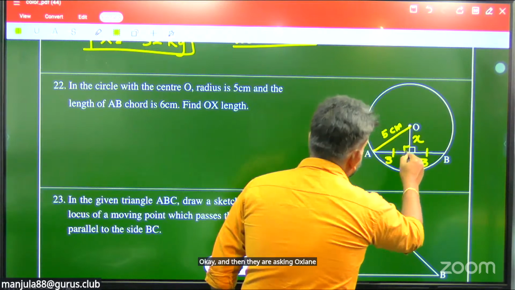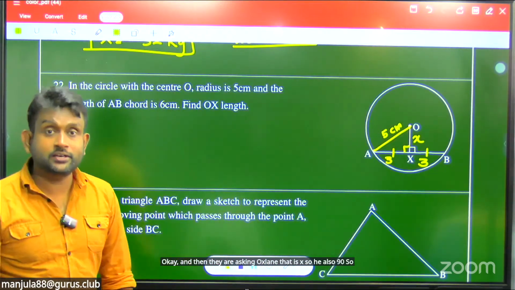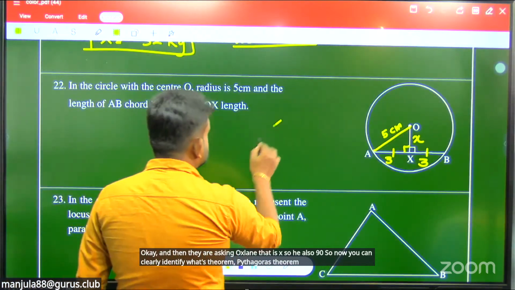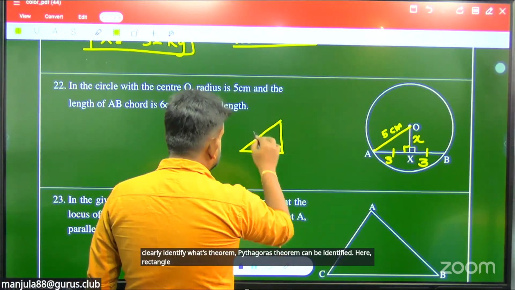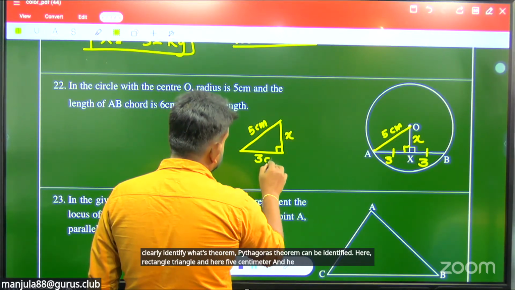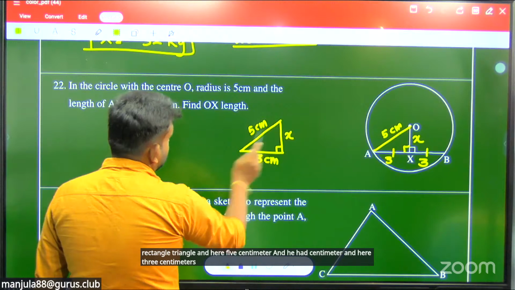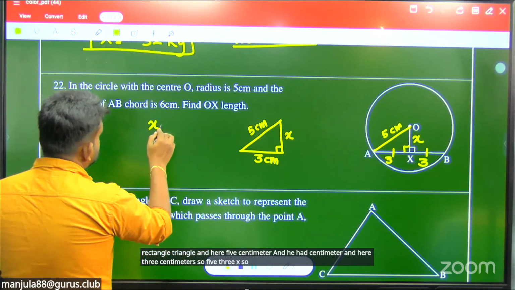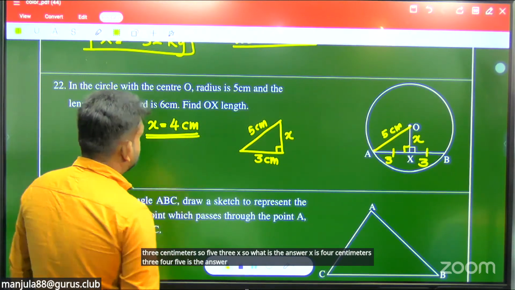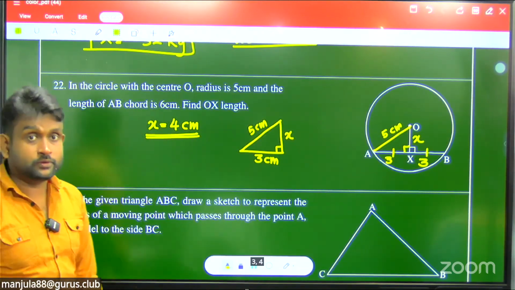So here also 90. Now you can clearly identify what the theorem is. Pythagoras theorem can be identified. Here is a right angle triangle, and here 5 centimeter, here X centimeter and here 3 centimeter. So 5, 3, X. What is the answer? X is 4 centimeters. 3, 4, 5 is the answer.